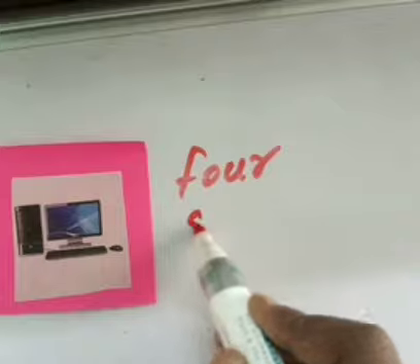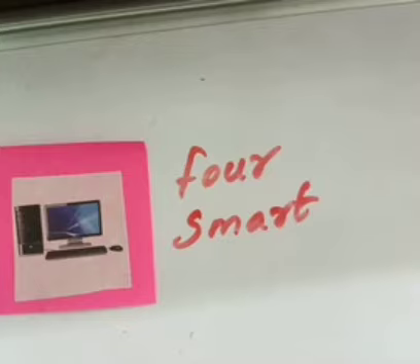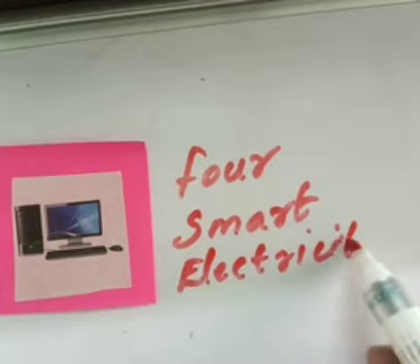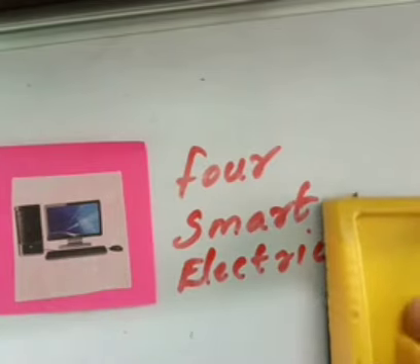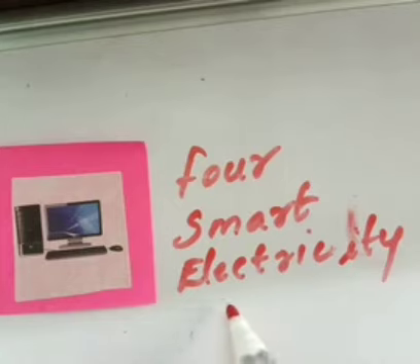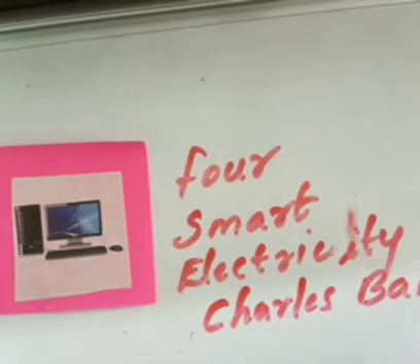Okay, computer is a dash machine. What is the answer? Computer is a smart, S-M-A-R-T, smart machine. And these machines also need what? Electricity. These machines also need electricity to run. Okay. And who invented these machines? This machine was invented by Charles Babbage. Okay, who is known as the father of the computer? Charles Babbage, because the computer was invented by Charles Babbage.